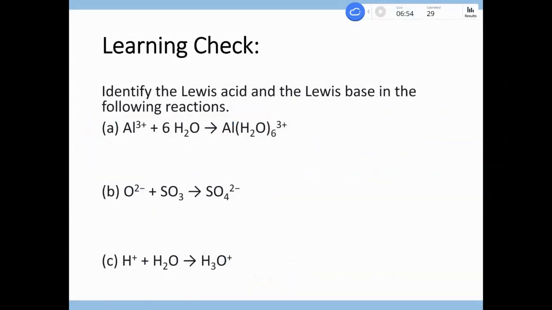Okay, so next slide, we have 3 Lewis acid base reactions, and we're looking to find the Lewis acid and the Lewis base. First one, we have aluminum 3+. A cation is a good indication that you have an open shell atom. We also have H2O. We know for H2O, all atoms are closed shell, but oxygen has a non-bonding electron pair. So aluminum with 3+ open shell will be the acid, and H2O will be the base.